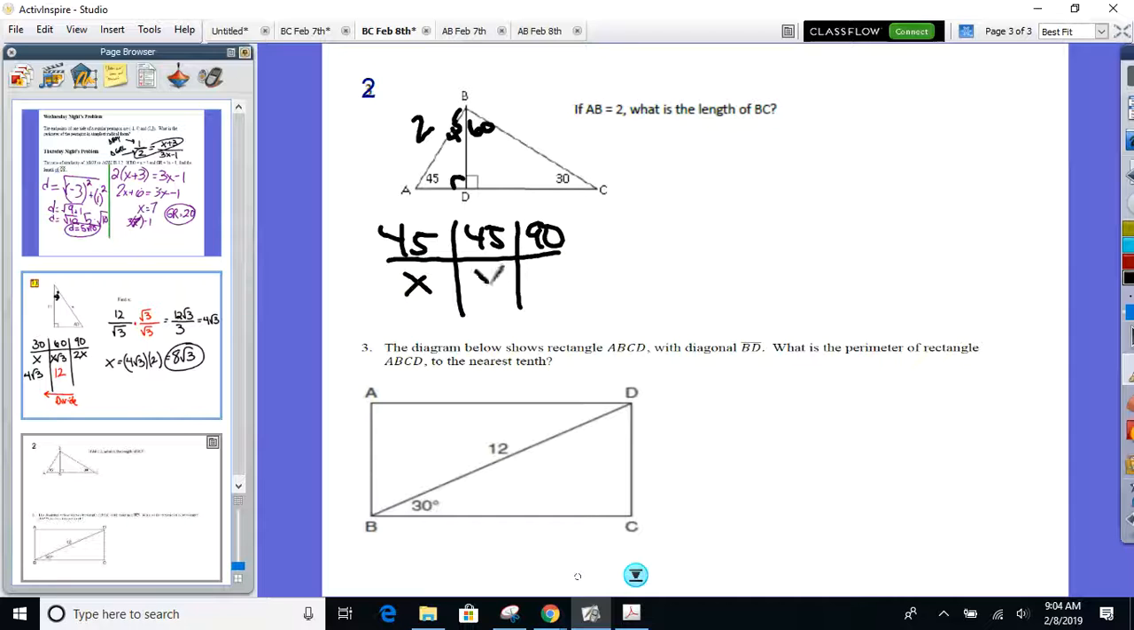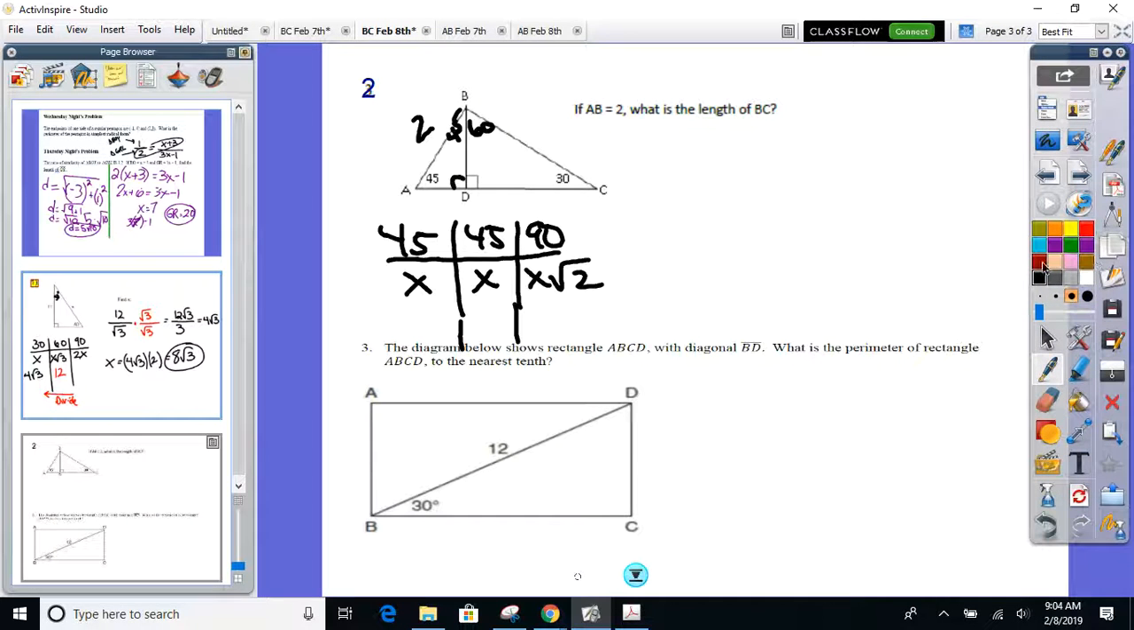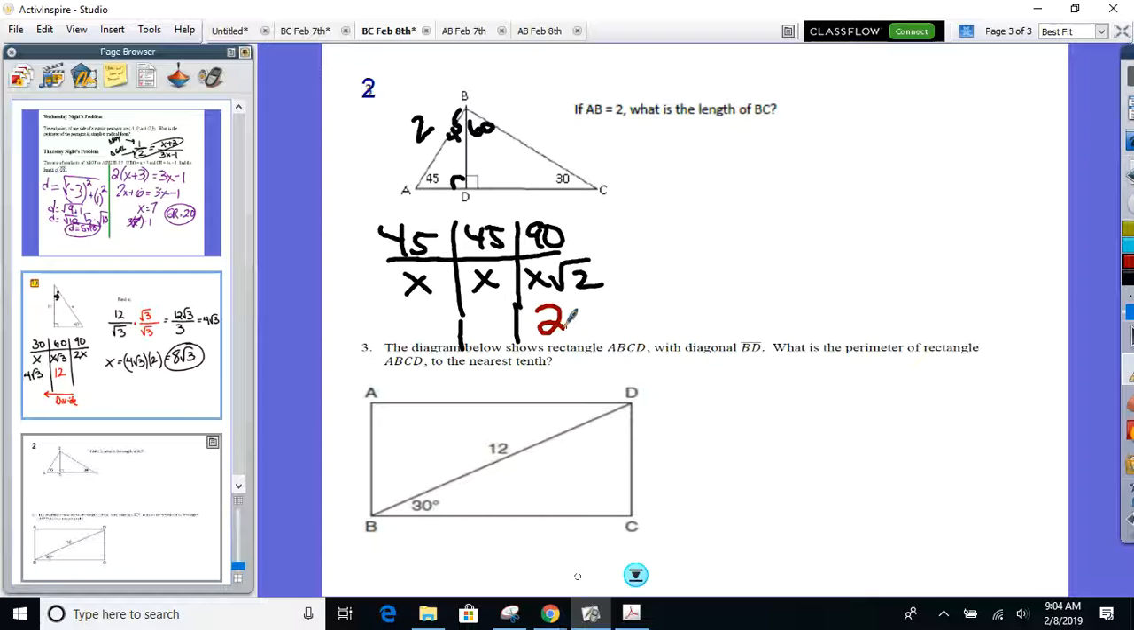So it's x, x, and then what do I do with the 90? What's the rule? X radical 2. Oh, boy. That's 2. Remember, I'm going to the left now. So what do you think I need to do if I'm going to the left?